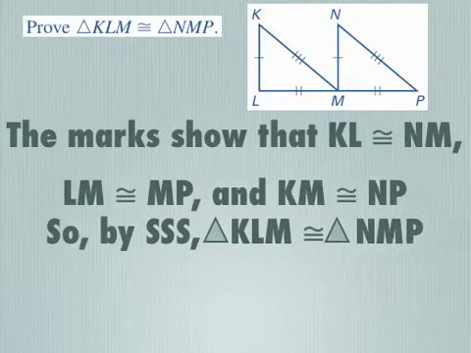Notice I didn't have to say anything about the angles. Because of the side, side, side congruence postulate, knowing that all 3 sides are congruent to 3 sides of the other triangle is enough to prove that we have 2 congruent triangles.